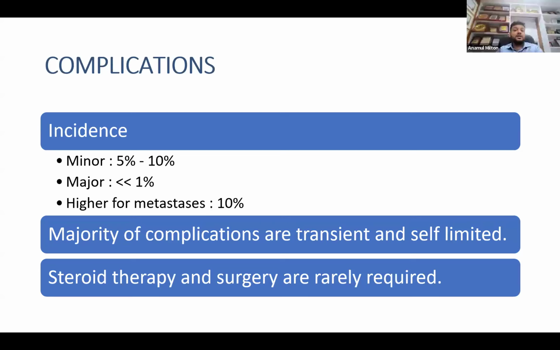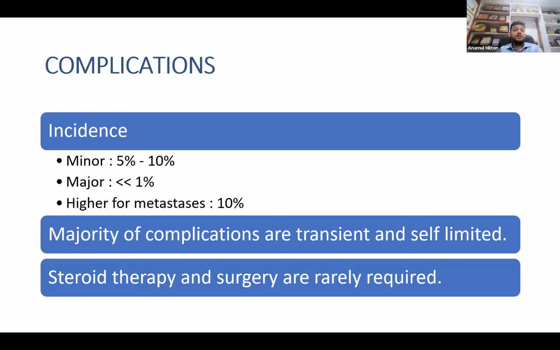Okay, so what are the complications we actually see? Minor complications of 5 to 10% are most common. Major complications are less than 1%. Most of the complications are very self-limiting, transient and self-limiting. Steroid therapy we can advise the patient: if the patient has some nerve root related numbness or other things, you can give steroid for 5 to 7 days, and the patient may improve with this.